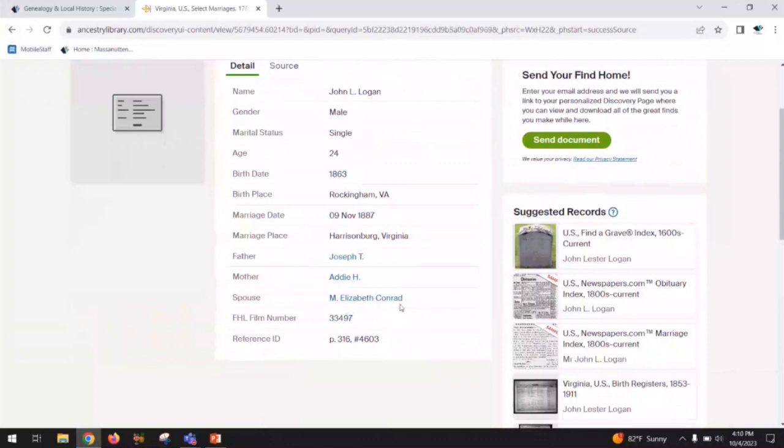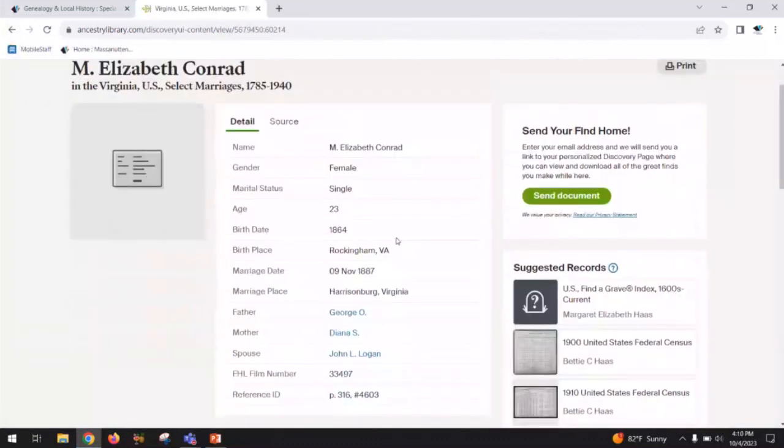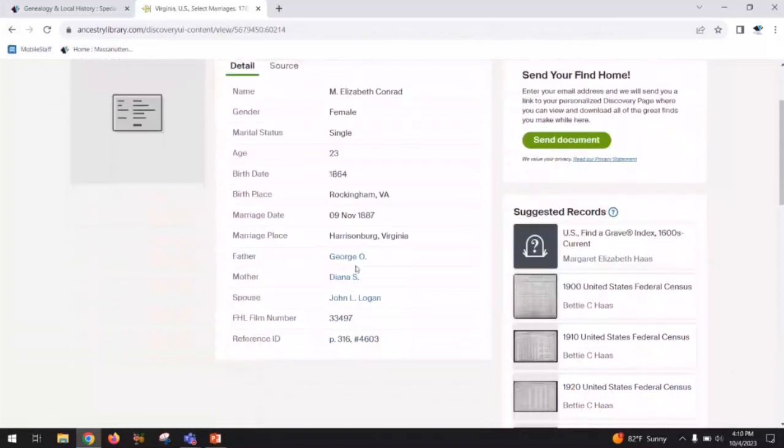It's not really intuitive, but if you click on her name, it'll actually flip the information over to her. So you can see the year she was born was 1864 in Rockingham County, and her parents are George O. and Diana S. So we learned 4 more family names just from looking at this one record right here. Well, learned 3 and verified 1.